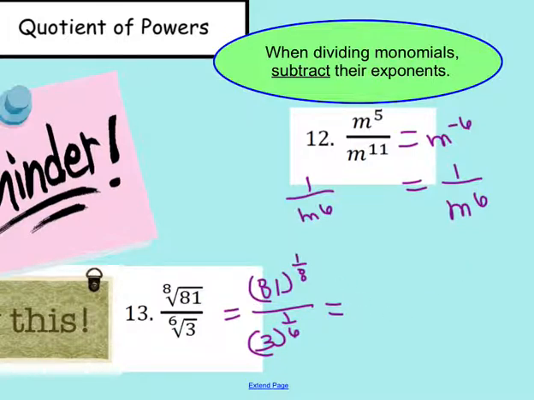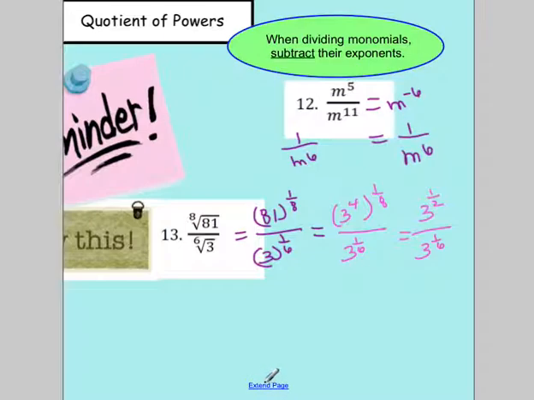Okay, so I would have that this is 3 to the 4th, to the 1/8, over 3 to the 1/6. Now remember, power to power, we just did this rule. We would multiply 4 times 1/8. So I'd have 4 over 8, so it's really 3 to the 1/2 over 3 to the 1/6. Okay, it was important that I changed that 81 into a base 3 so that now they're the same bases, so now I can go ahead and subtract them.